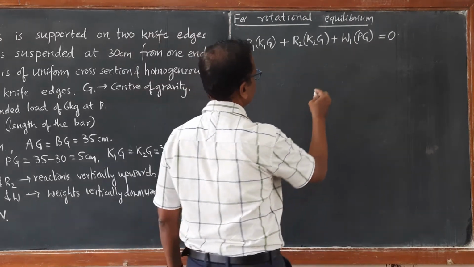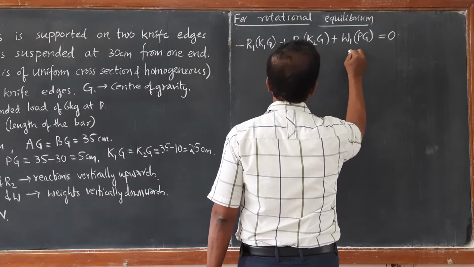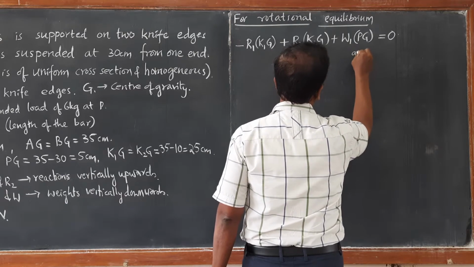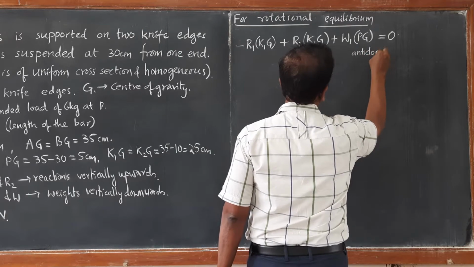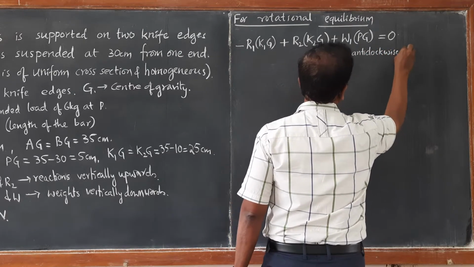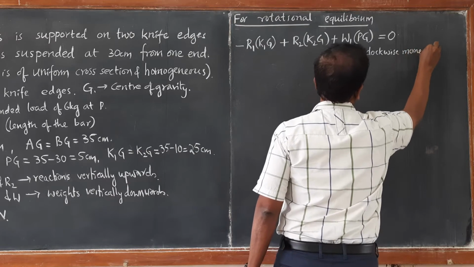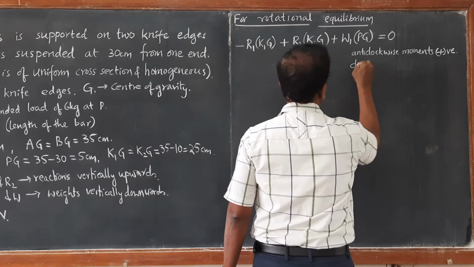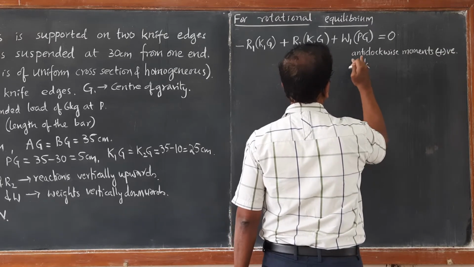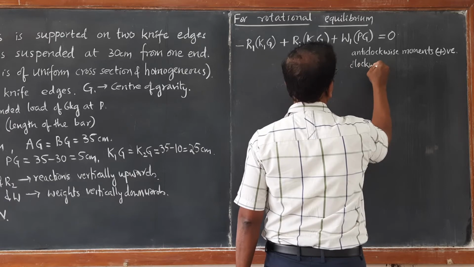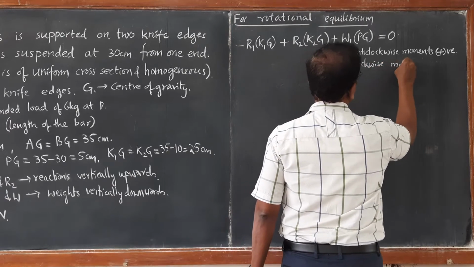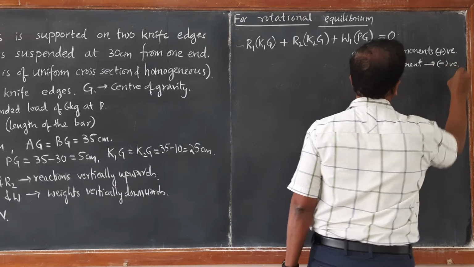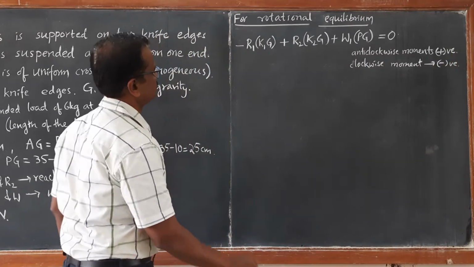So you can write R1 K1G. Anti-clockwise moments are taken positive. Clockwise moments are taken negative. Now simplify this.